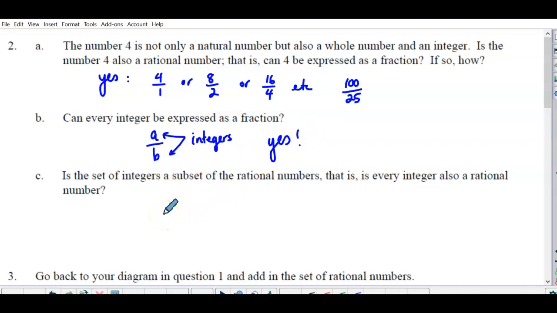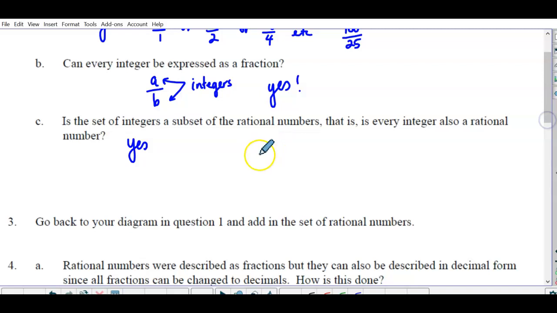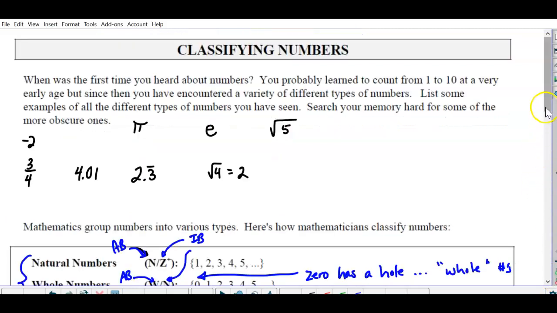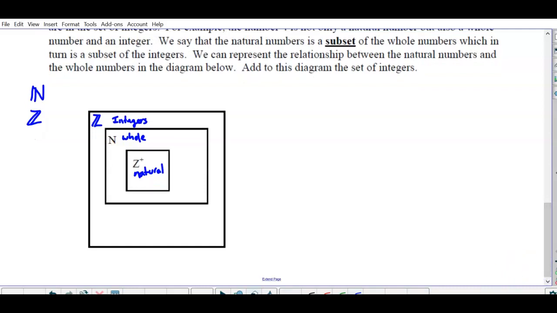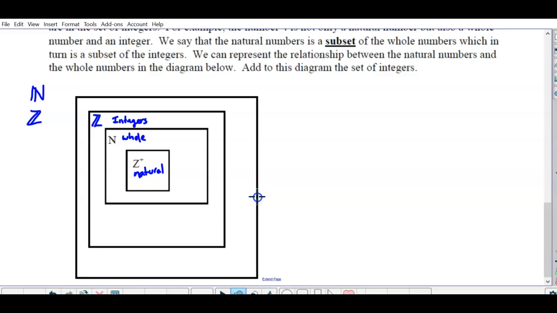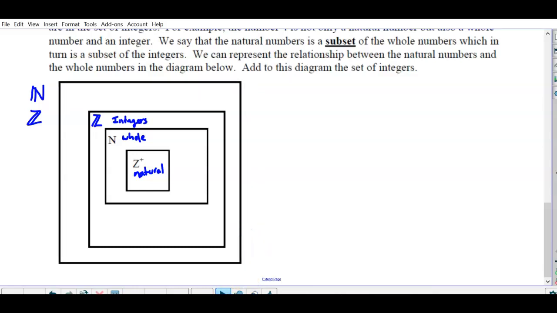Is the set of integers a subset of the rational numbers? That is, is every integer also a rational number? Well, we just said yes, so yes it is. Based on the above, go back to your diagram in question 1 and add the set of rational numbers. Okay, so I'm going to go back and try to do a better job of this. And there we go. It's going to be our rationals. Actually, I'm just going to move that a little bit. Okay, so that's Q, and then I put a line on the left. So that's rational. All of these are part of the set of rational numbers.